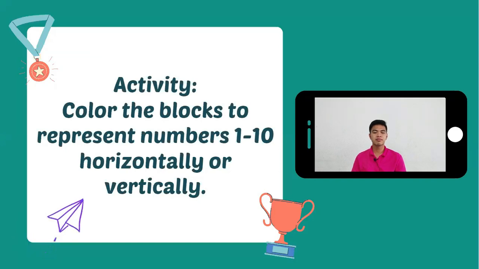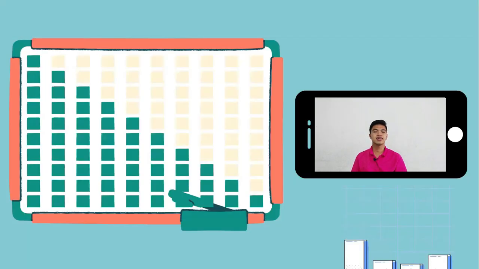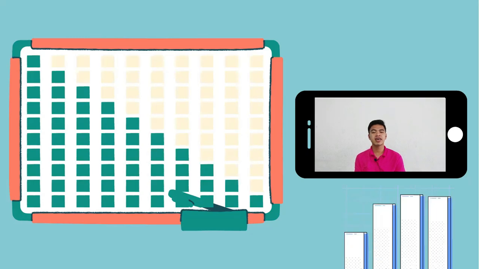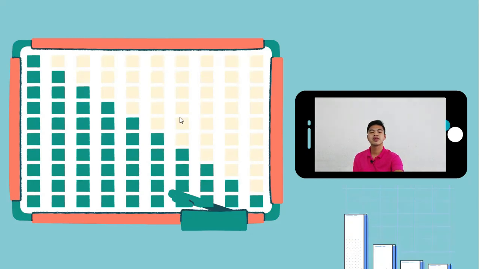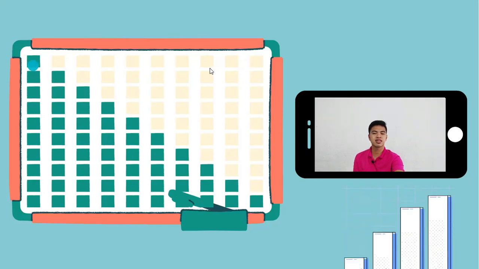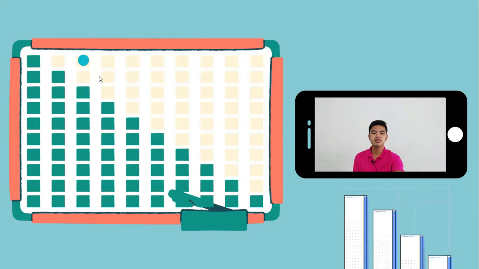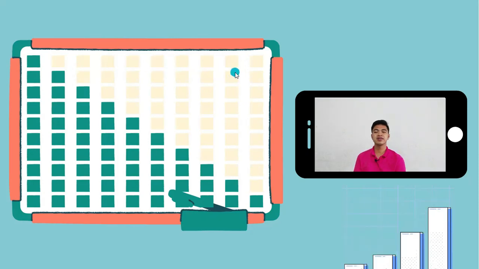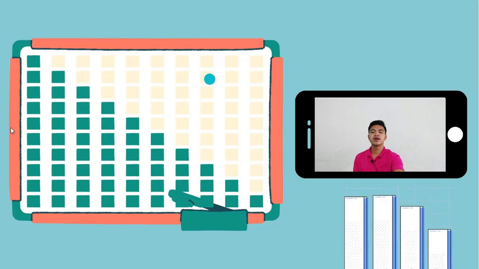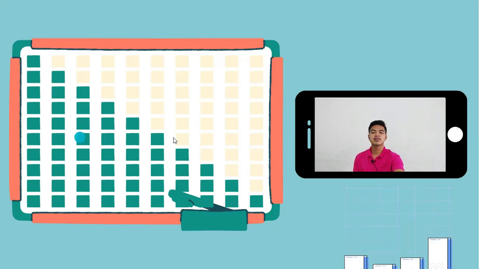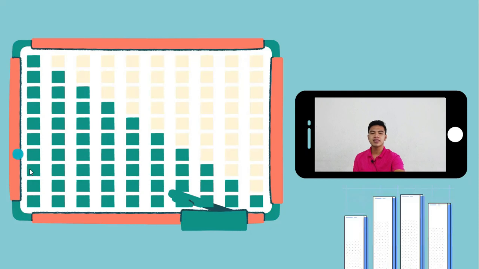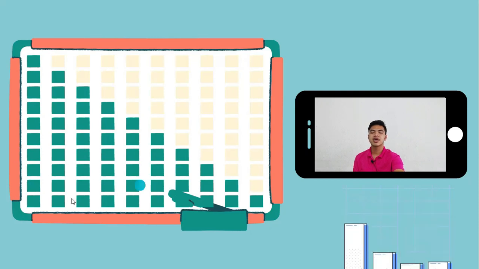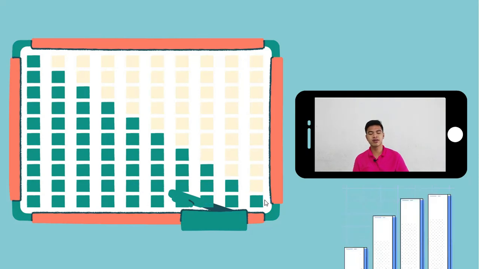Here we are going to color the blocks to represent the numbers from 1 to 10 horizontally or vertically. Okay, so this is how the graph looks like. Okay, this is my example, but you can also make your own. As we can see here, we have one green square horizontally, and then two green squares, three green squares, 4, 5, 6, 7, 8, and then 9, and lastly we have 10. So this is how my graph looks like.